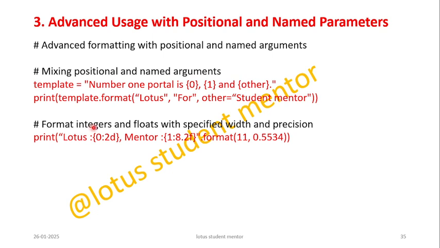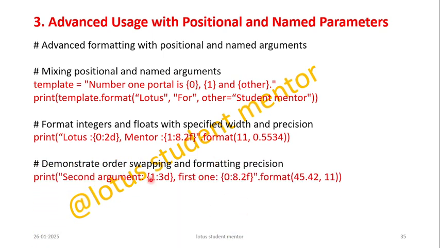The next, format integers and floats with a specified width and precision. Already studied in previous videos. Again, Lotus 0 indicates first, that is 0 index. What is the 2D? 2D means 2 spaces for decimal numbers. Then here index 1 mentor, that is 8.2f, total 8 spaces including decimal spaces. 2f means after formatting 2 float numbers, that is 0.55 will be printed. In this 0, what is here? That is called 11 will be.